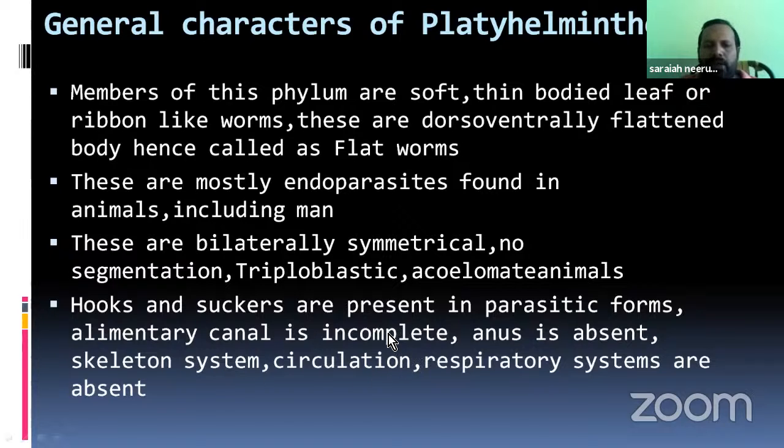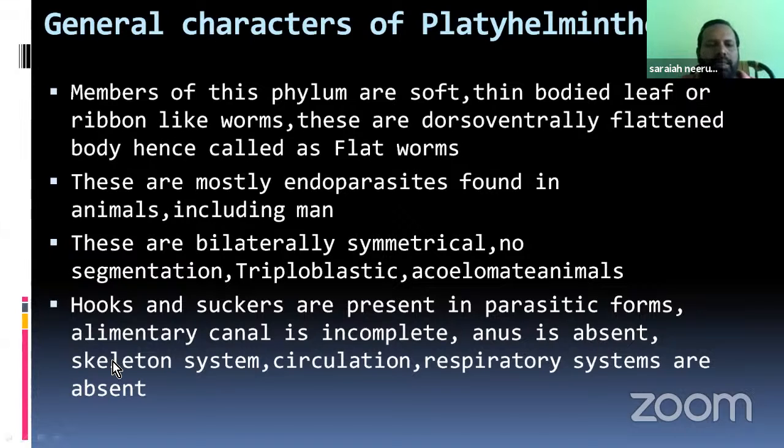Alimentary canal is incomplete. So what is the alimentary canal? It is the food pipe, from mouth to anus: mouth, esophagus, pharynx, buccal cavity, stomach, small and large intestine, and anus. When all these digestive parts are present in an animal, it is called a complete food pipe or alimentary canal. In flatworms the alimentary canal is incomplete, which means the anus is absent. That's why there is only one opening for ingestion and excretion. That's why only an incomplete alimentary canal is present.